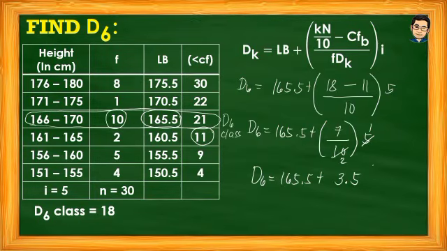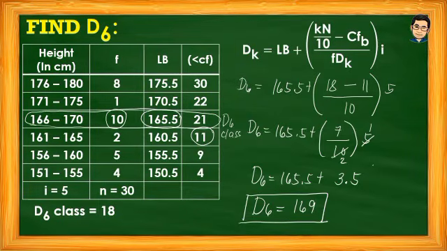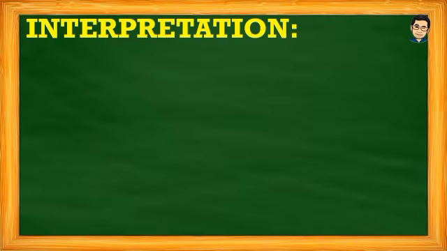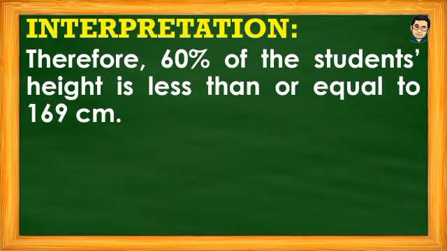Okay, next, 165.5 plus 3.5, that is equal to 169. As you can see, sakto po yung ating nakuhang sagot for D sub 6. So that is 169. So to interpret the results, therefore, 60% of the students' height is less than or equal to 169 centimeters. So D sub 6, that is why we use 60%.